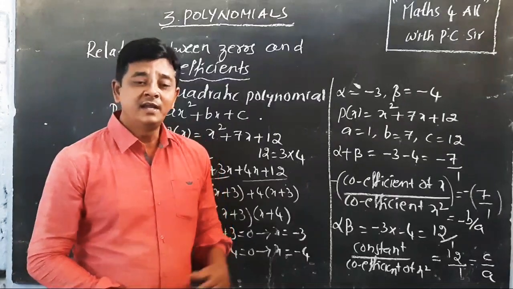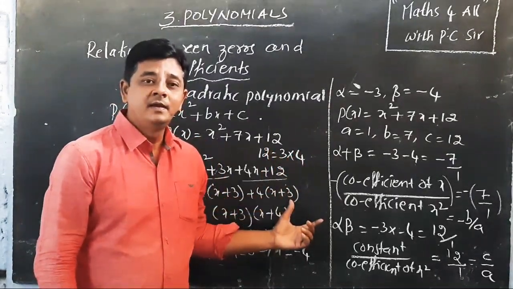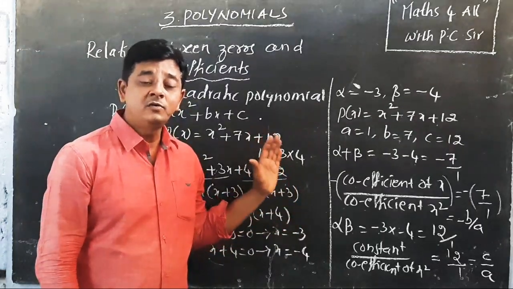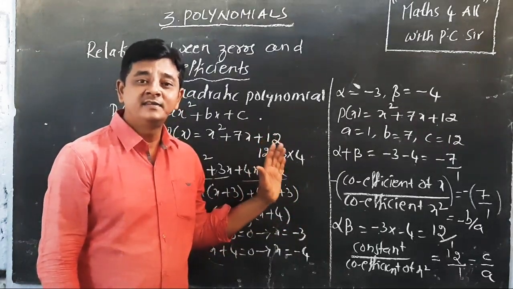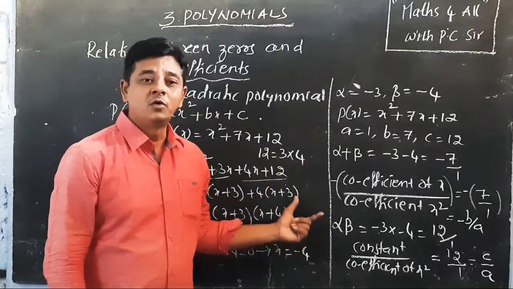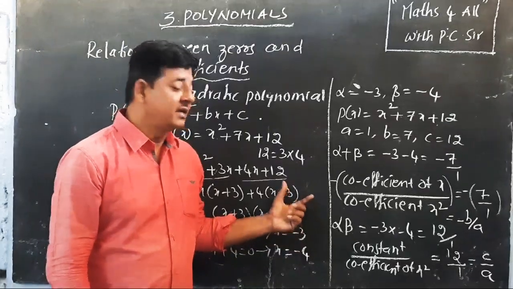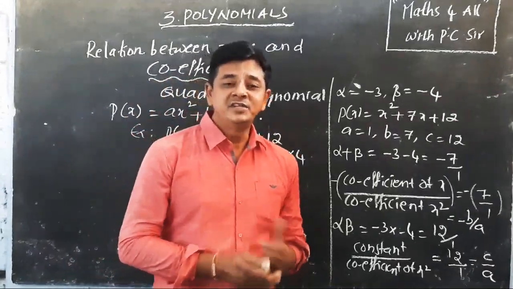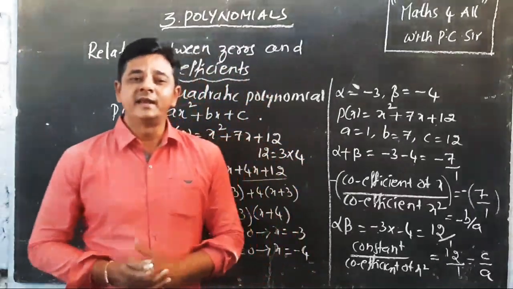Okay children, I think all of you understand this properly, and it is the most important topic for you. It is the most important question in the 10th class final examination also. So for those students, it is very important. And we will discuss the next topic, the relation between the coefficients and zeros of a cubic polynomial, in the next class.